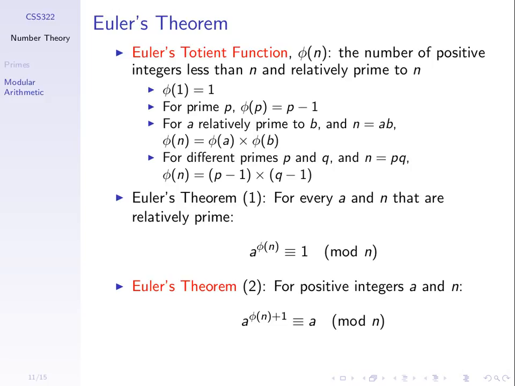So Euler, who developed the totient function, also has Euler's theorem. There are two forms of it. This theorem can be modified to take two different forms. The first form says that for every a and n where those two numbers are relatively prime, it holds that a to the totient of n is equivalent to 1 when we mod by n. Or in other words, a to the totient of n mod n equals 1.